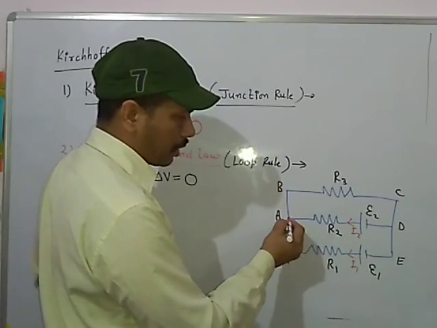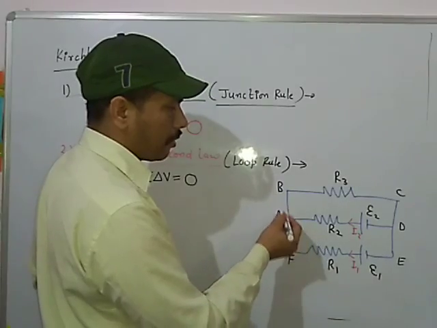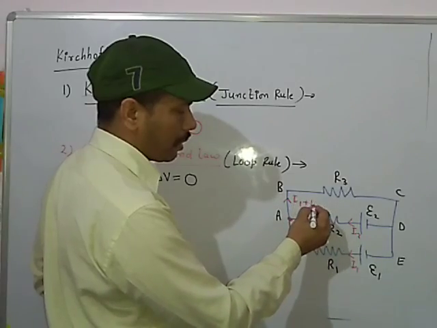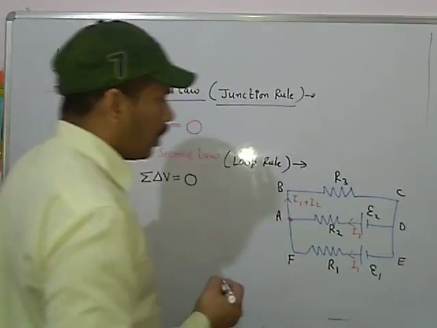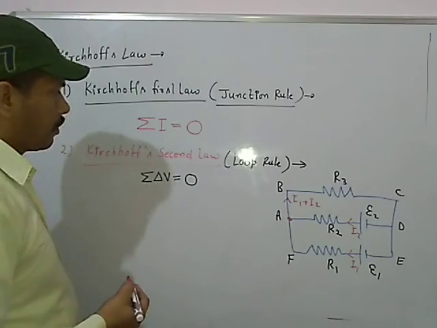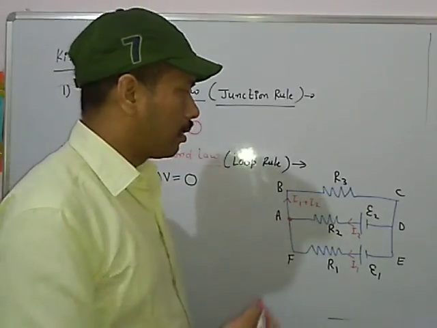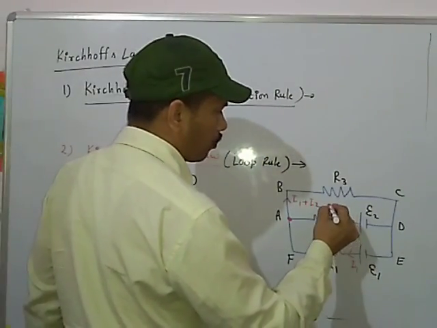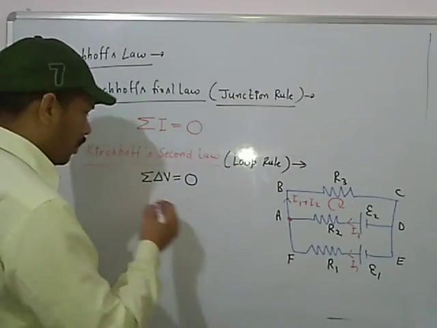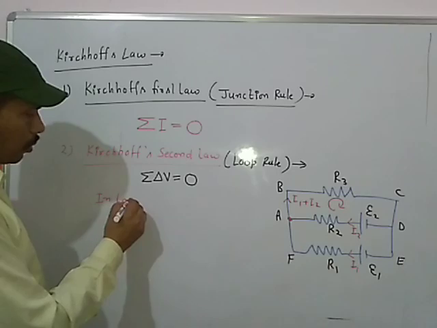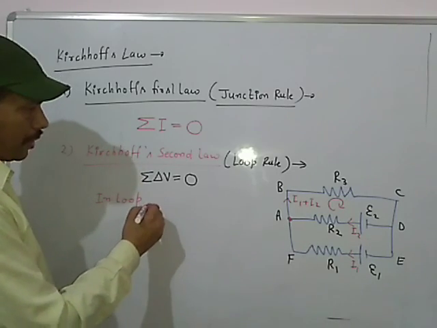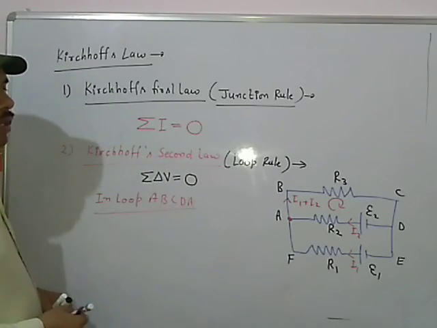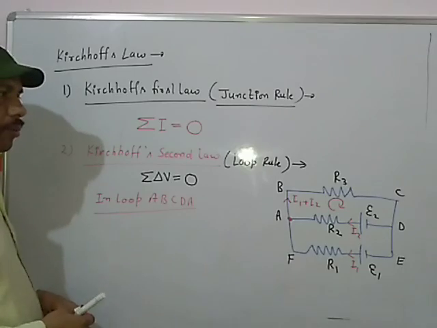Now these two currents are reaching this junction, then the net current flowing in the resistance R3 must be equal to the sum of these two currents, I1 plus I2. Now we are going to apply Kirchhoff's second rule in this circuit. First of all we should consider a loop, and we are going to move in the clockwise direction. Suppose the loop is A, B, C, D, A. This is a loop where we are going to apply Kirchhoff's second law or loop rule.